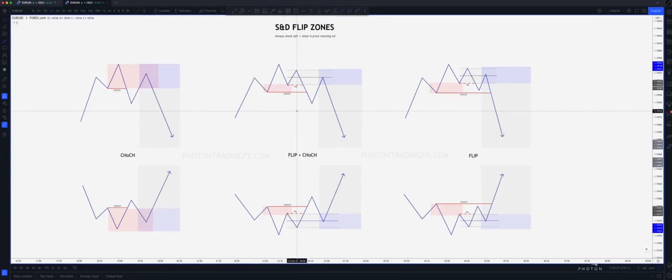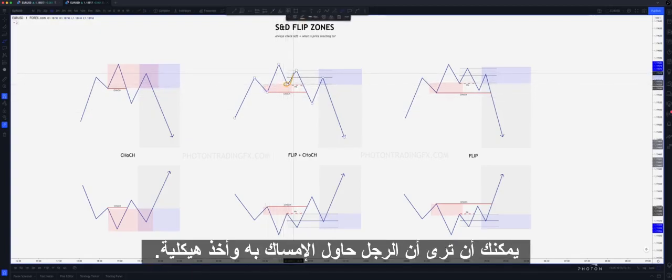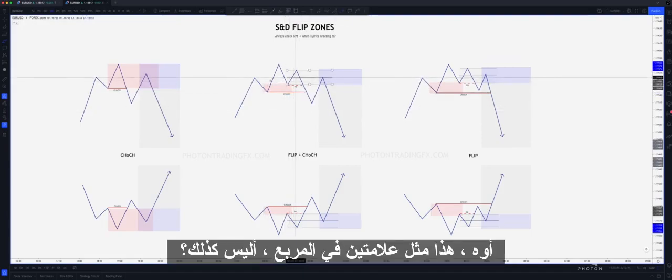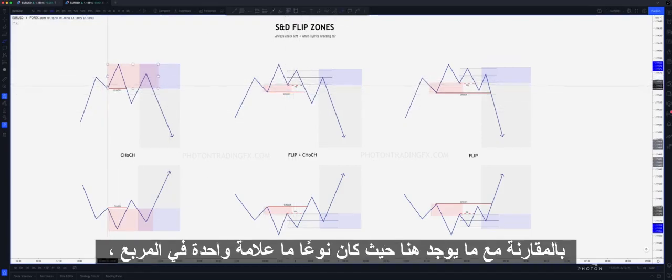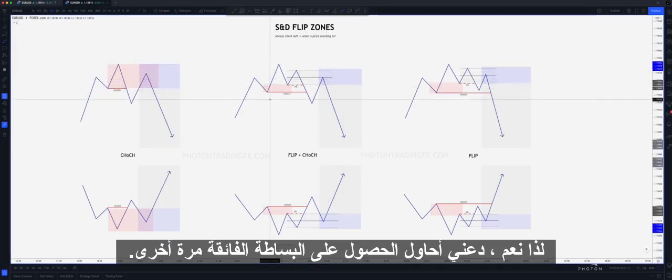Is it strong? Yes, it is, because it took out a strong level of demand. You can see that demand tried to hold and it took out a structural low. So that's like two ticks in the box, right? Compared to over here, where it was just kind of one tick in the box, right? If that makes sense. So yeah, let me try and keep this super simple again.